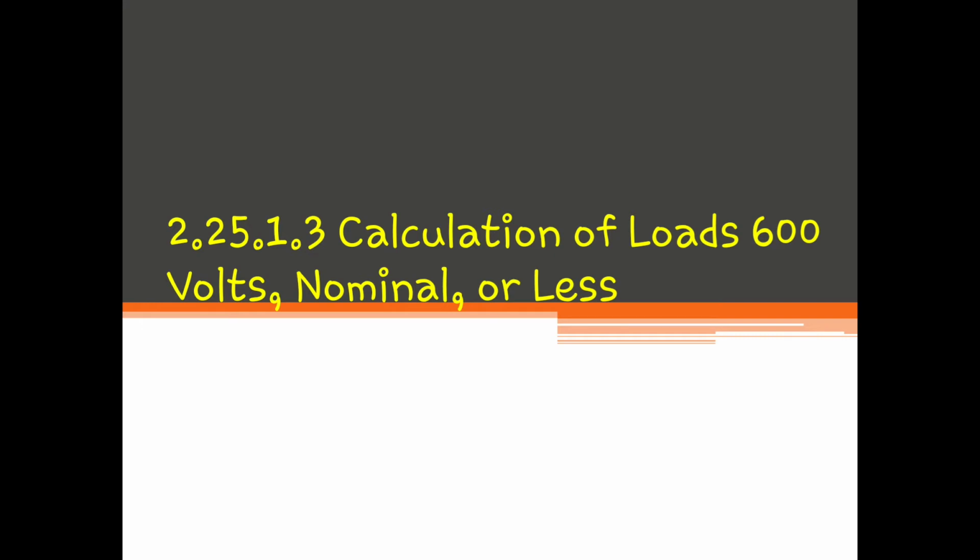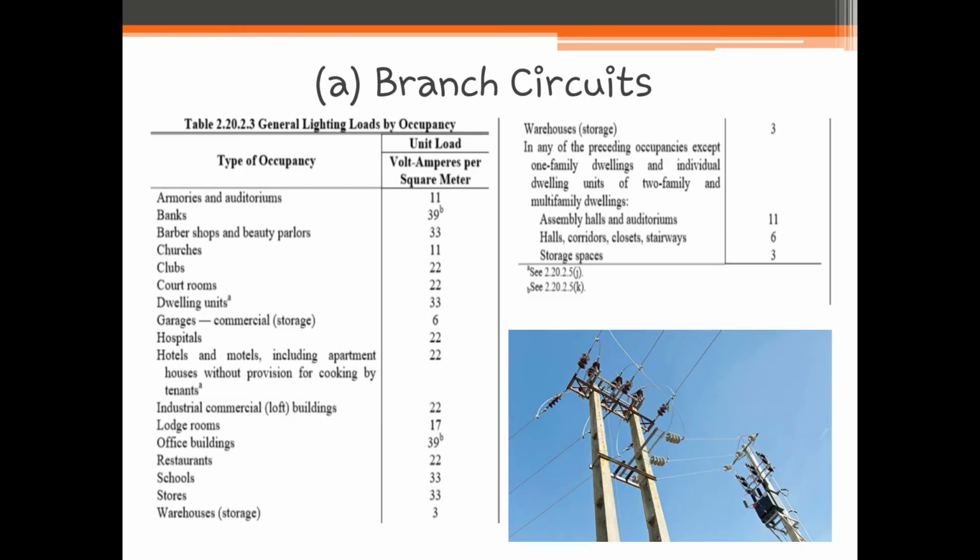So, 2.25.1.3 is the calculation of loads, 600 volts nominal or less. First is the branch circuits. So, kanina part is na-discuss na siya sa Article 2.20 but again, ania siya ang table for calculation of loads of a branch circuit. So, unit load in volt ampere per square meter. So, for example, we have armories and auditoriums. So, we have 11 volt ampere per square meters. For hospitals, we have 22 volt amperes per square meters and so on.